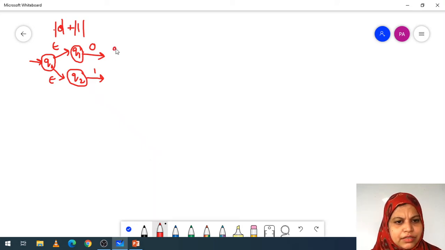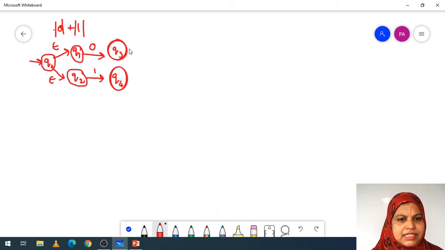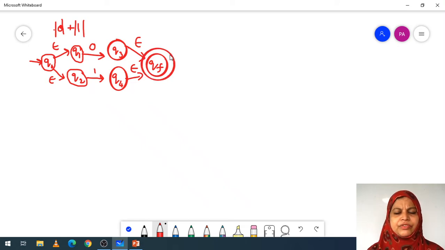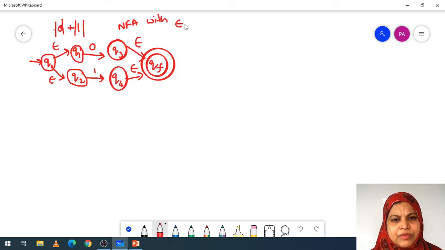Here Q3, here Q4, next is epsilon, and this is the final state, epsilon, epsilon. Instead of QF, you can write Q5 or Q6. It depends upon the user. This is 0 plus 1. This is the NFA with epsilon moves.